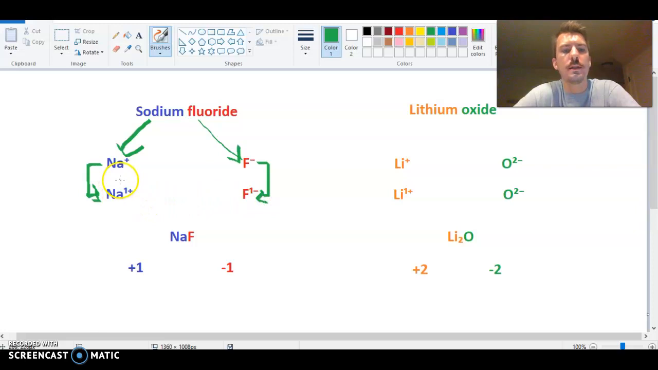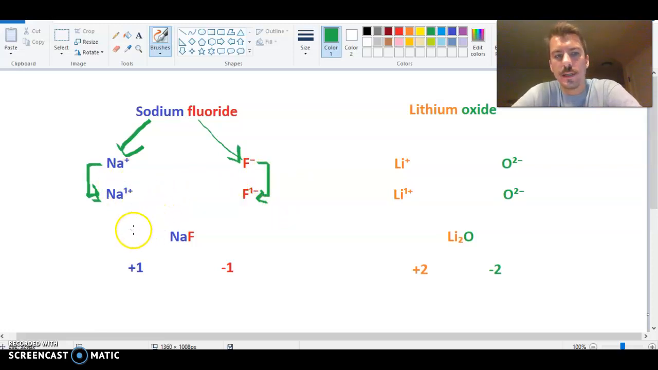And if you think about it, sodium has one valence electron, so it will tend to lose that. Fluorine has 7 valence electrons, so it will tend to gain 1. So that is why we have a +1 and a -1 charge, respectively.